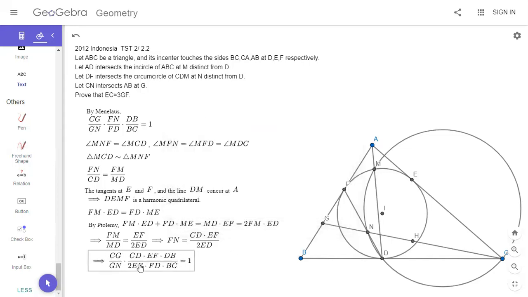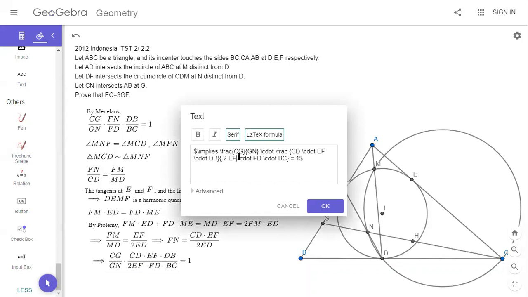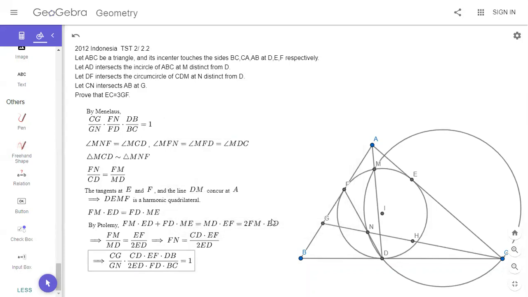So yeah, we want to show that this thing is a quarter. So we want to show CD times EF times DB is half of, oh, the EFs cancel. Wait a sec. Oh, I'm sorry, this should be ED. Yeah. ED times FD times BC versus EF times CD times BD. It's interesting.